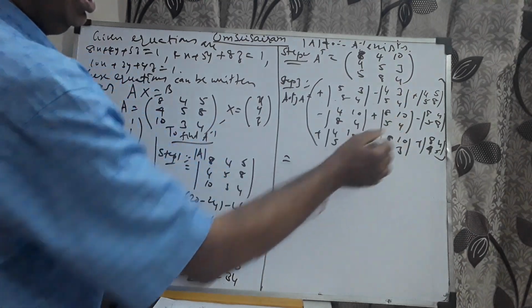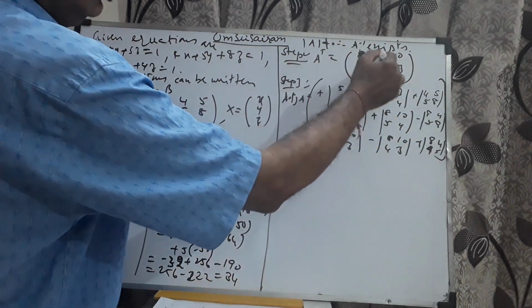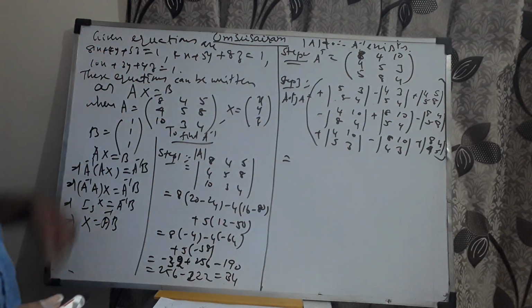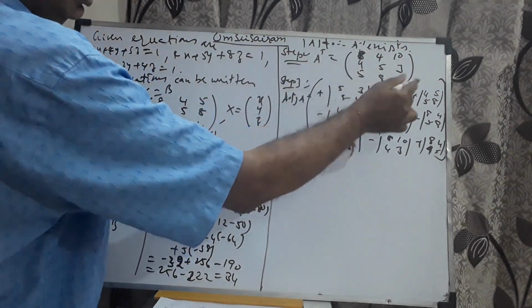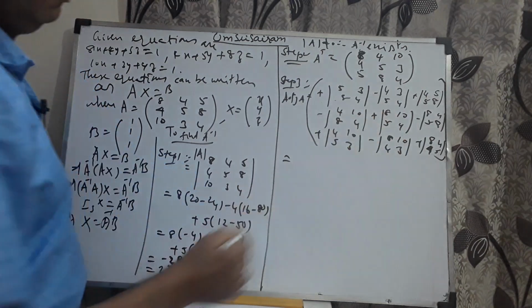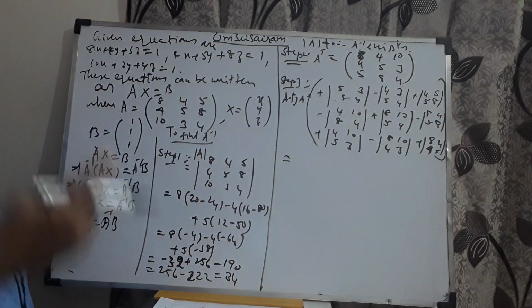Remove row and column. 8, 10, 5, 4. Then remove row and column. I have 8, 4, 5, 8. Then remove row and column for this one, 4, 10, 5, 3. Then 8, 10, 4, 3. And finally 8, 4, 4, 5.